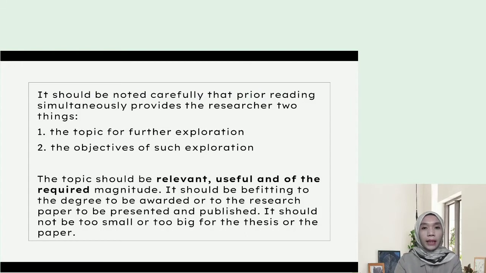It should be noted carefully that prior reading simultaneously provides the researcher 2 things. The first is the topic for further exploration, what you need to do, and the second is the objective of such exploration. The topic should be relevant, useful, and of the required magnitude. What does it mean? It means that it should be befitting to the degree to be awarded or the research paper to be presented and published.